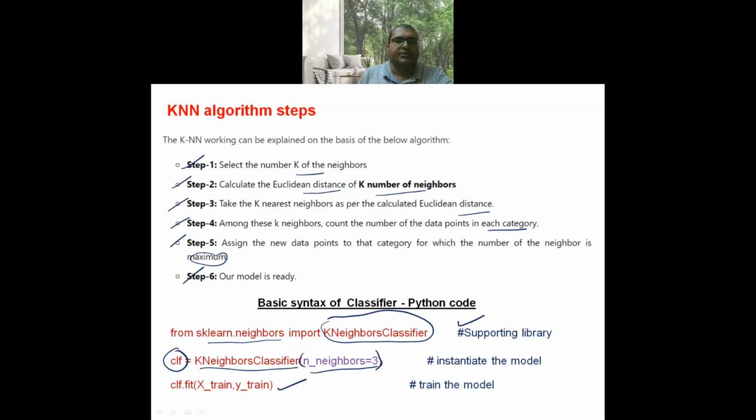And the next is train the model with the help of fit function. These coding lines are to be modified to convert the code of the previously discussed algorithms like SVM, logistic regression and naive Bayes algorithm to the classifier code for K nearest neighbor algorithm.